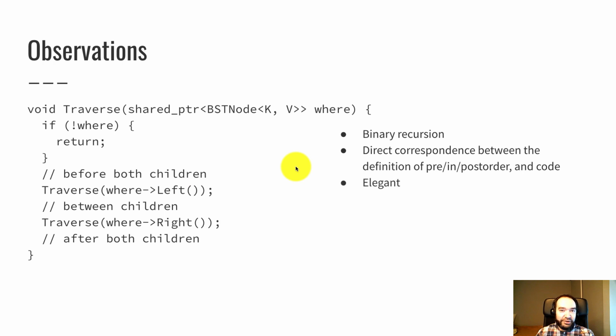So again, I would say this is pretty elegant. This code is pretty short and sweet. There's not a lot of overhead or weird loops or anything like that. It's very short and to the point, and it's very easy to tell which kind of traversal you're doing just by looking at where the visit operation happens.